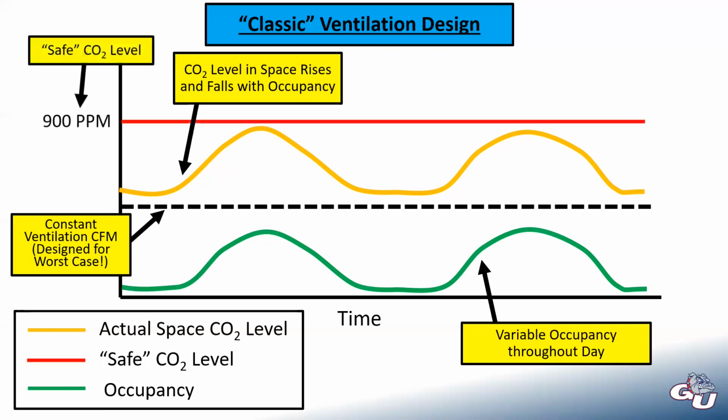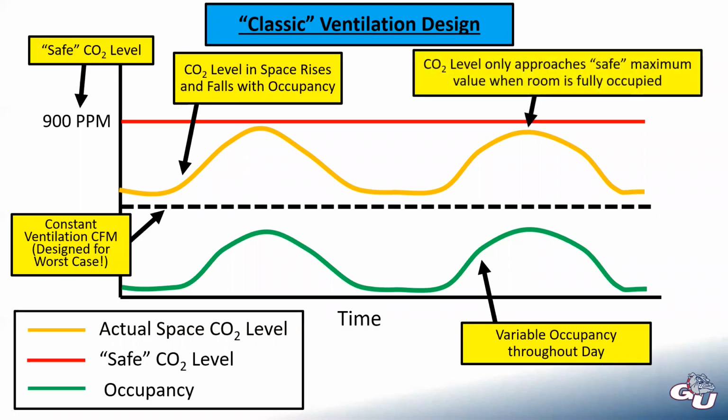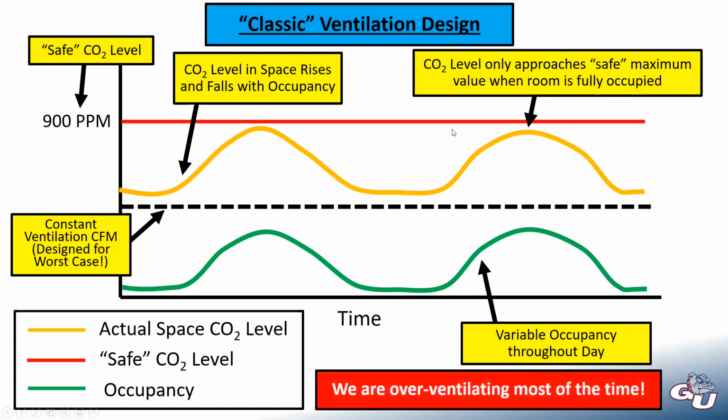And let's say what we consider a safe CO2 level is 900 parts per million. We can see that our CO2 level in the space is only approaching that maximum limit when the room is fully occupied. So every other hour of the day, our CO2 levels are really low, well below this safe level. And what that means is we are over ventilating most of the time.